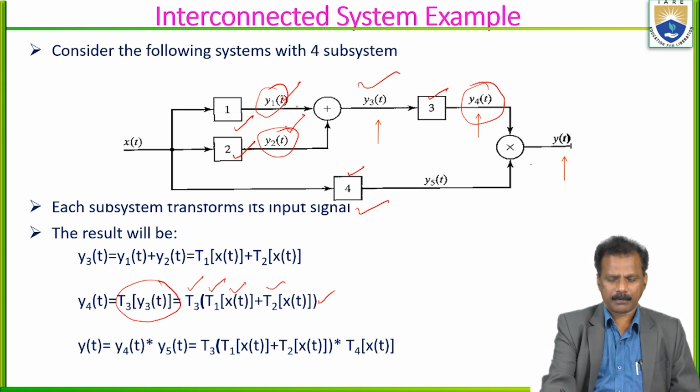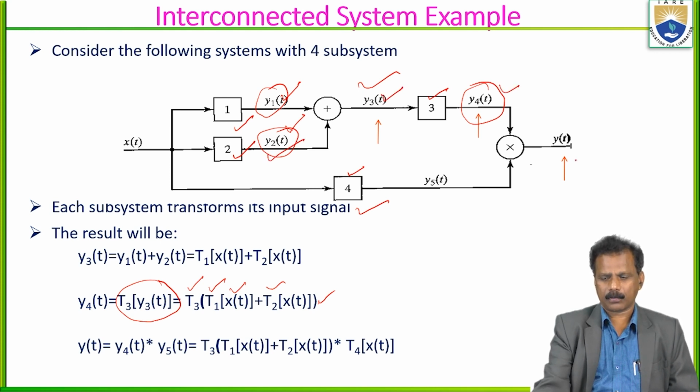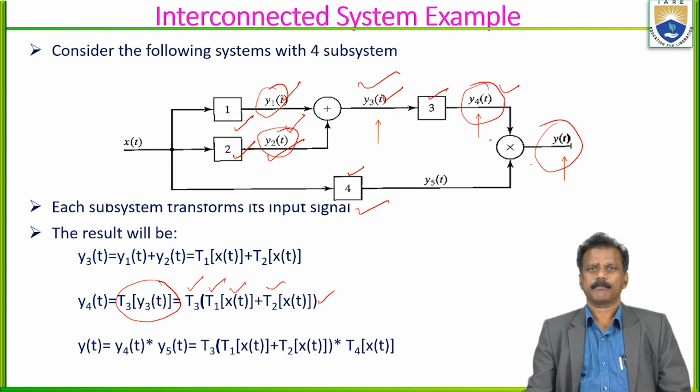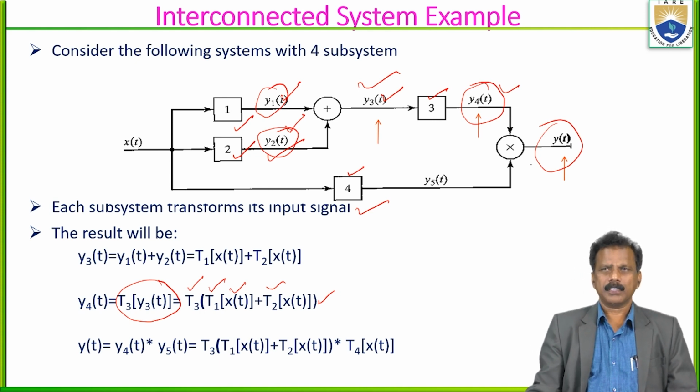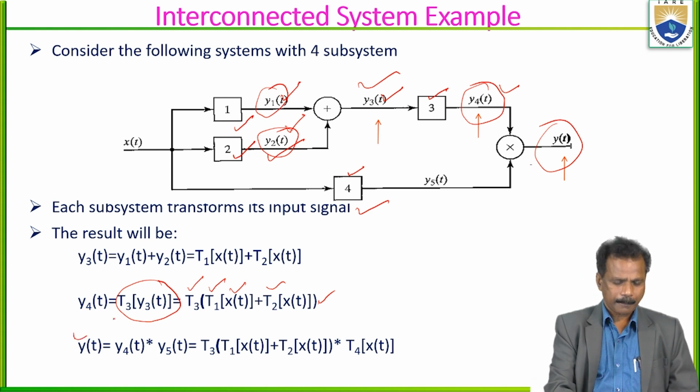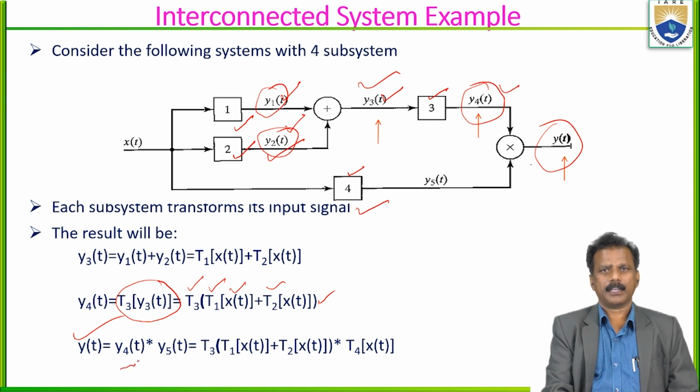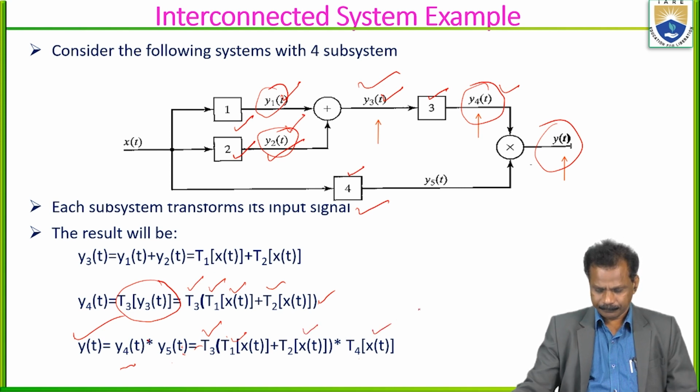Here we have y1 of t and y2 of t, y3 of t and y4 of t. The final outcome is y of t. Therefore, y of t is equal to T3 of T1 of x of t plus T2 of x of t, into T4 of x of t. Like this, mathematically we have to verify.